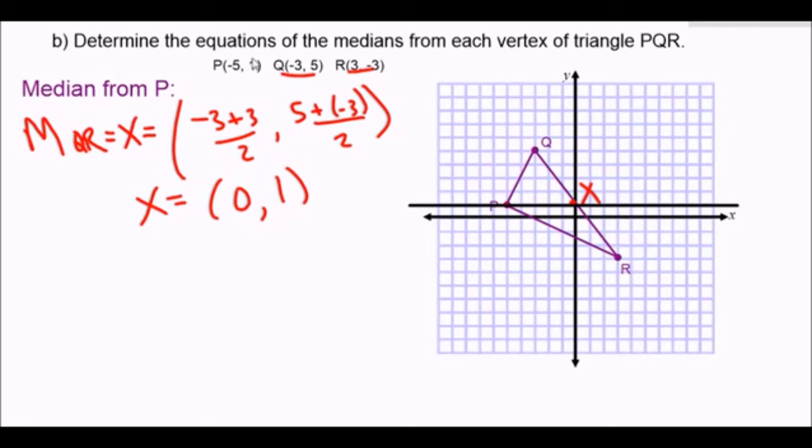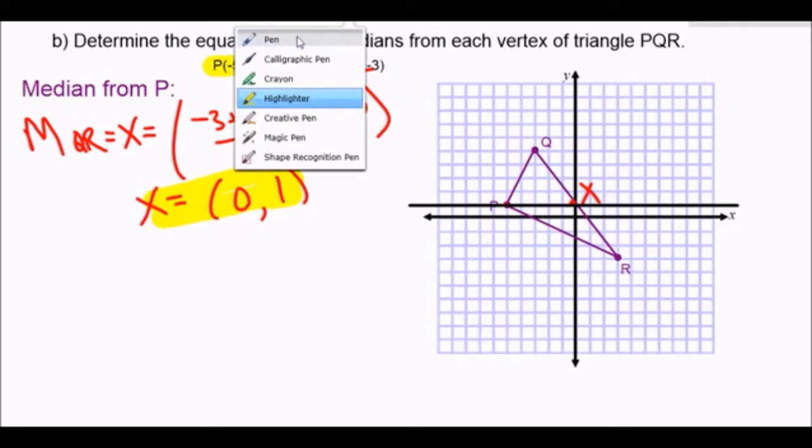So here's point P. And here's point X. So now all we need to do is use those 2 points and find the equation of the line that goes through P and X. So you may already notice that it's a horizontal line, so this isn't going to take too long, but I'm going to do the math anyway just in case.